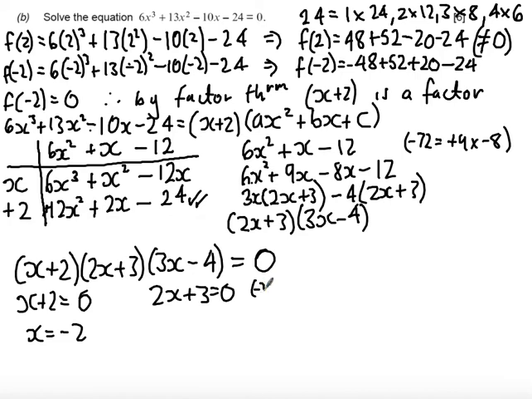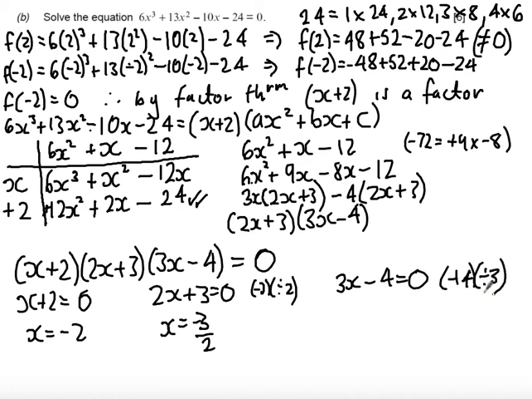So subtract 3 and divide by 2, so that I get x equals minus 3 over 2. And 3x minus 4 equals 0, so add 4 and divide by 3 on both sides, so that we get x equals 4/3. And that is the question completed.